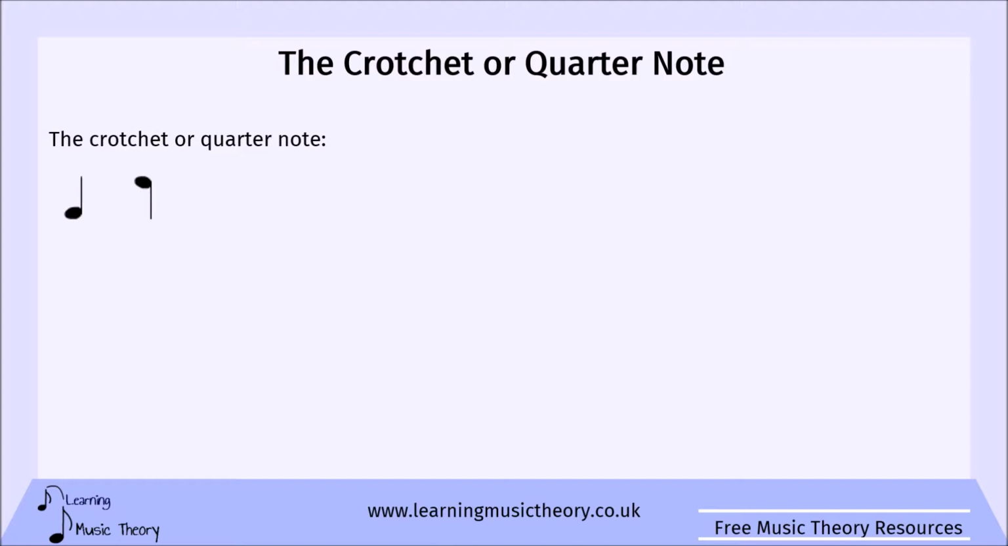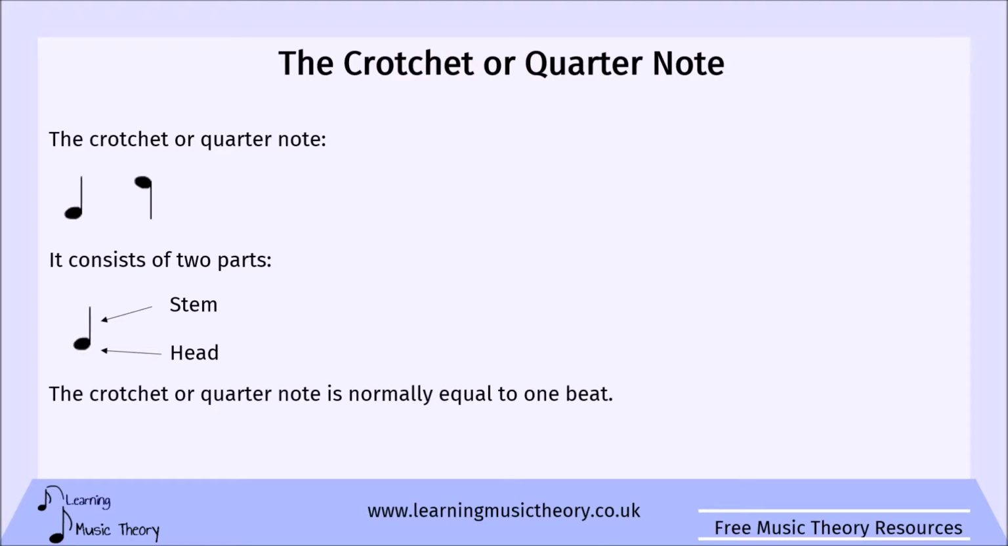Now the crotchet or quarter note consists of 2 parts. We've got the stem and we've got the head. And you'll see these parts of the note in many of the other notes we'll look at throughout this lesson. The crotchet or quarter note is normally equal to 1 beat, and although there are exceptions, for grade 1 music theory a crotchet will always equal 1 beat.